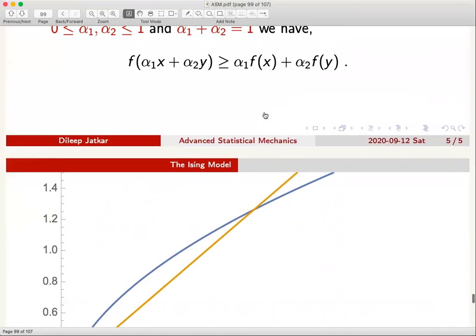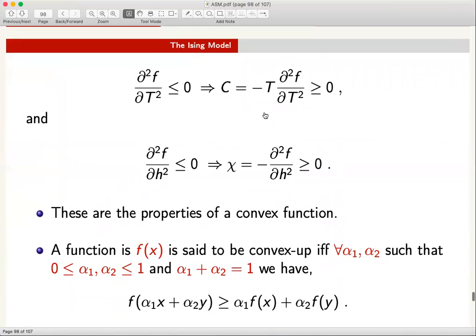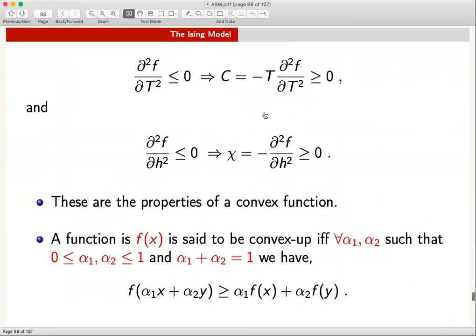Sir, please show me the previous slide. Yes. One minute, sir. What are alpha 1, alpha 2, sir? Those are real numbers? They are real numbers, yes. They are numbers which take values between 0 and 1. So thank you.